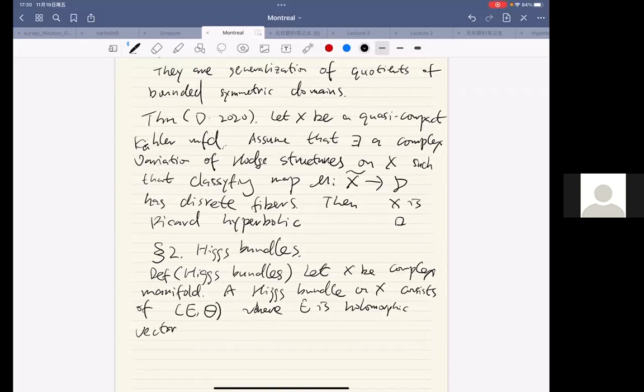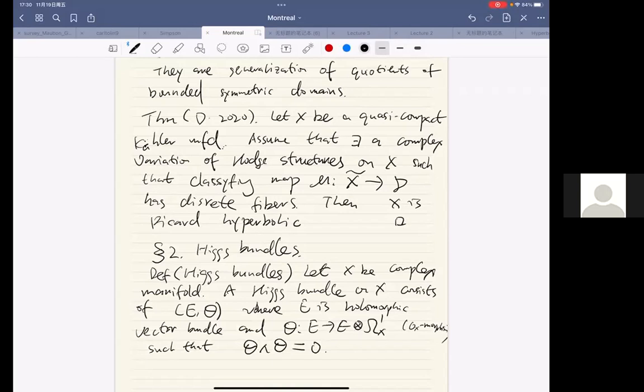Vector bundle, and theta is a morphism of E with values in one-forms, an OX-morphism, such that theta wedge theta is identically equal to 0. So the definition is such a symbol.